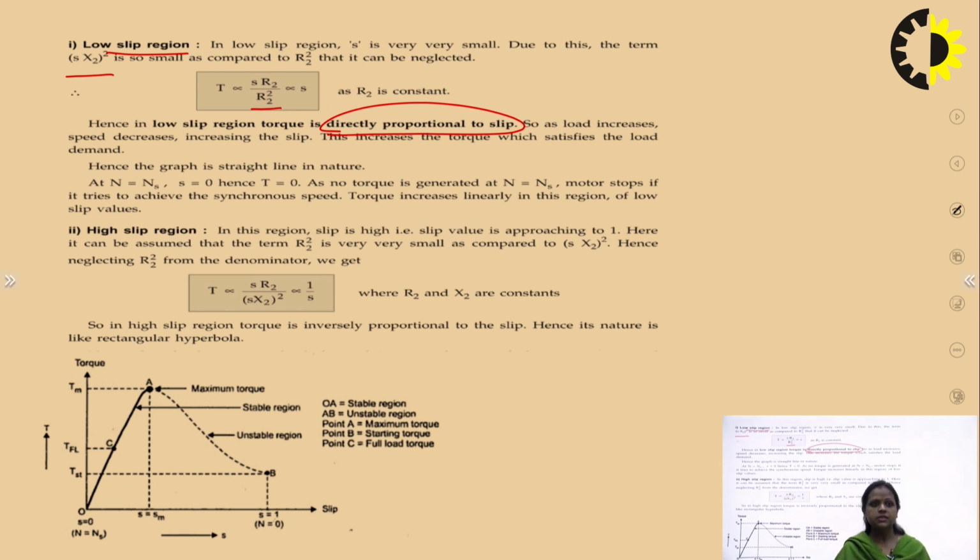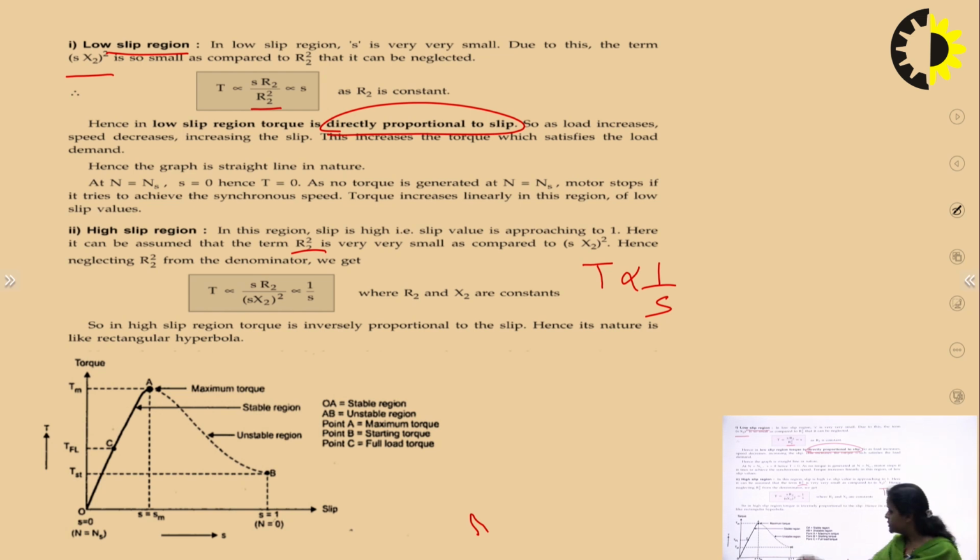The next region is the high slip region. In this region, slip is high, that is, the slip value is approaching 1, and here we can assume that the term R2 square is very small, so we can neglect it. Now the torque is proportional to SR2 by (SX2) whole square, which is inversely proportional to the slip. So in the high slip region, torque is inversely proportional to the slip, and here you will get a rectangular hyperbola.